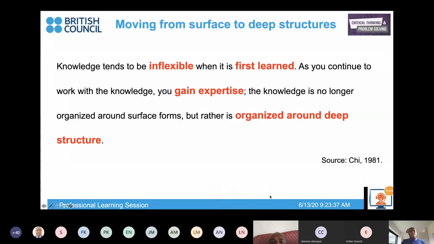So knowledge tends to be inflexible when it is first learned. But as you continue to work with the knowledge, you get a different perspective of the same knowledge and how it can be applied in different forms. And the more you become an expert in a particular aspect, you no longer organize around surface, but now you address your ways into deeper aspect. This is according to Chi in 1981.